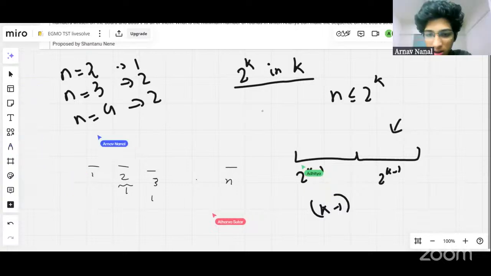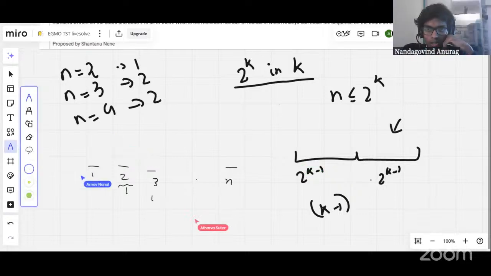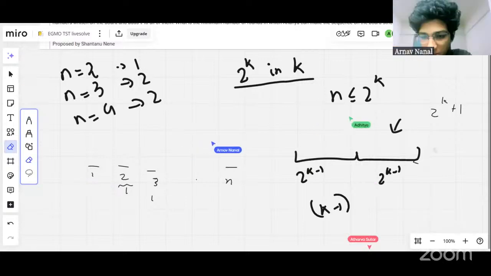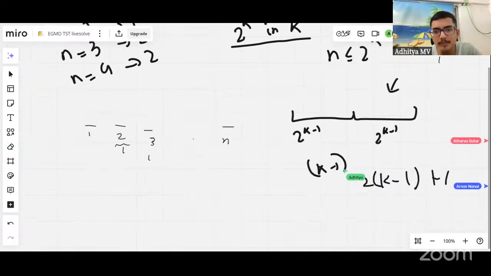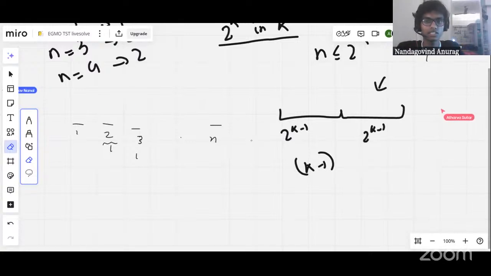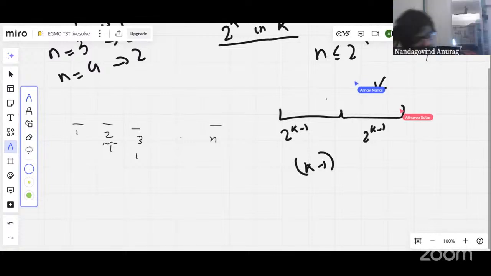Another construction might be to just add dummy elements. Wait, that's not going to work, right? Because this will be 2 to the power k plus 1. You are adding k minus 1 plus k minus 1, so 2 times k minus 1 plus 1. But no, that's the point. You do both of the operations in both halves simultaneously. Oh, you're doing it in both halves simultaneously. Oh yeah, okay, fine. Understood. So you do both halves simultaneously. Fine, this works.